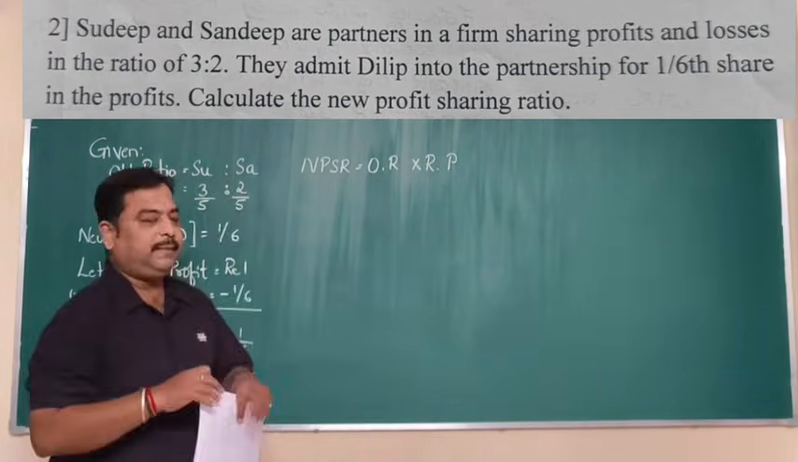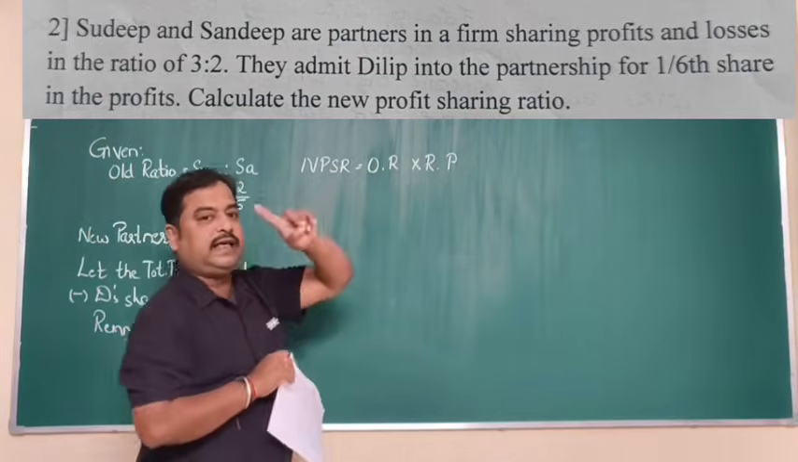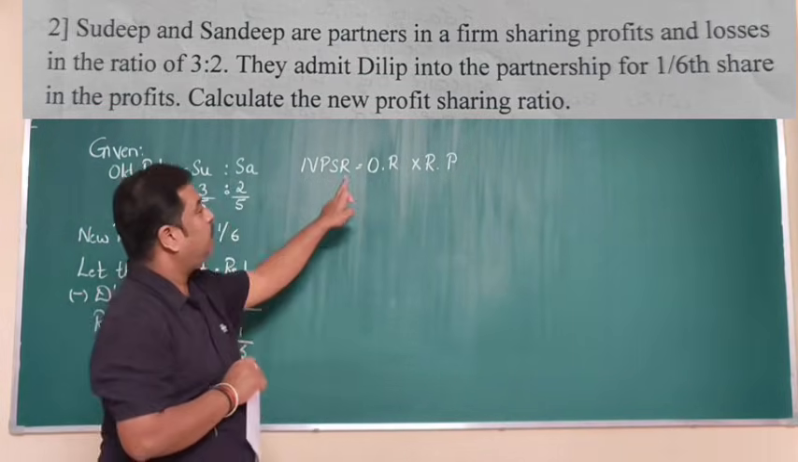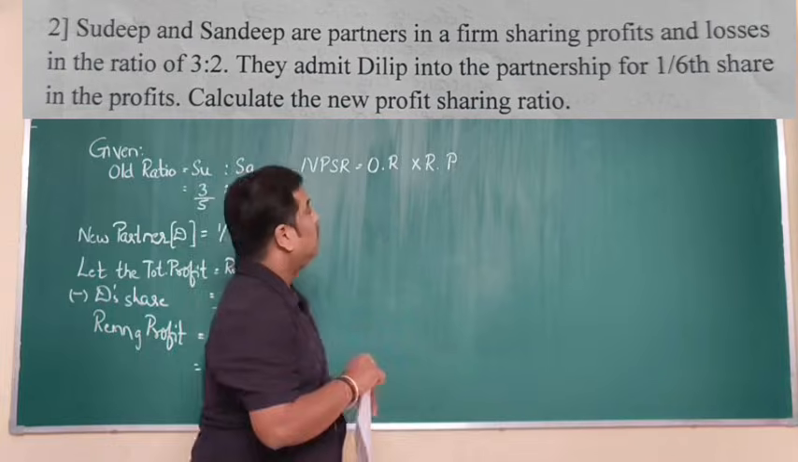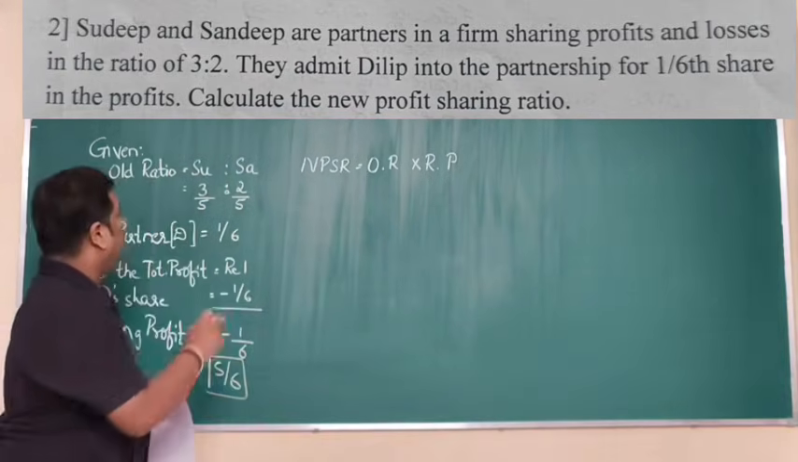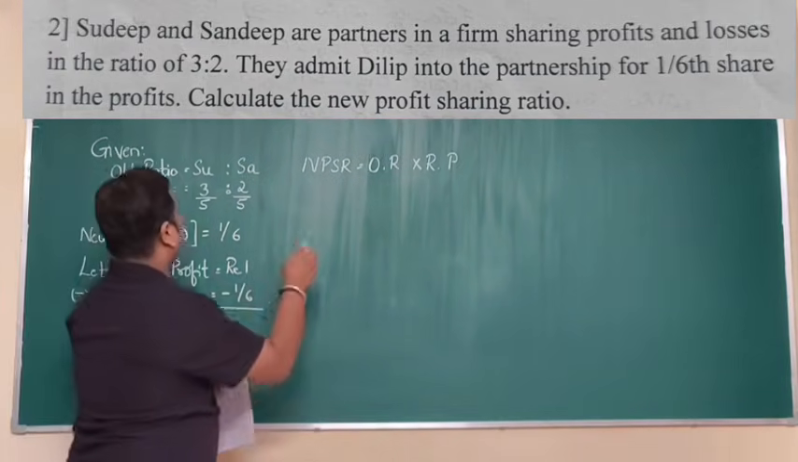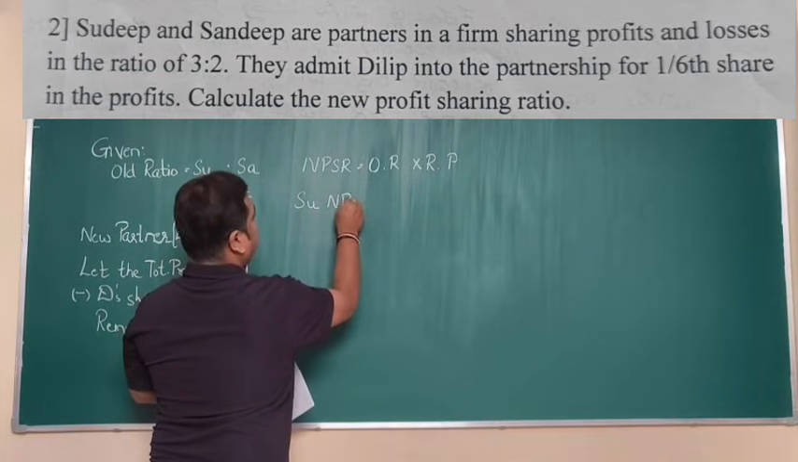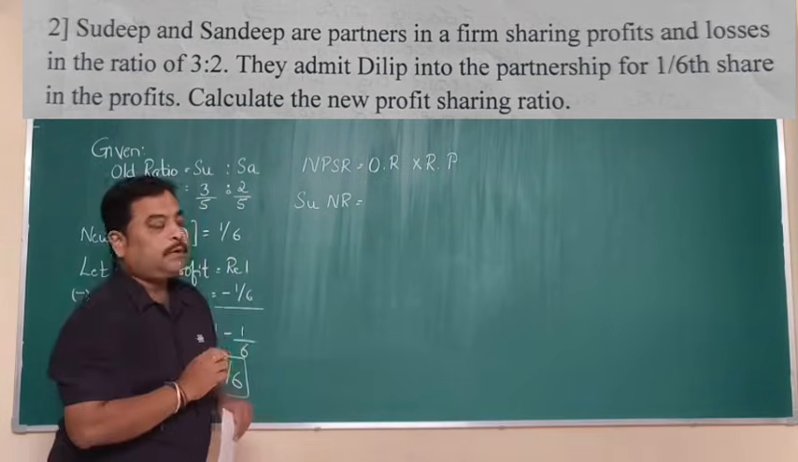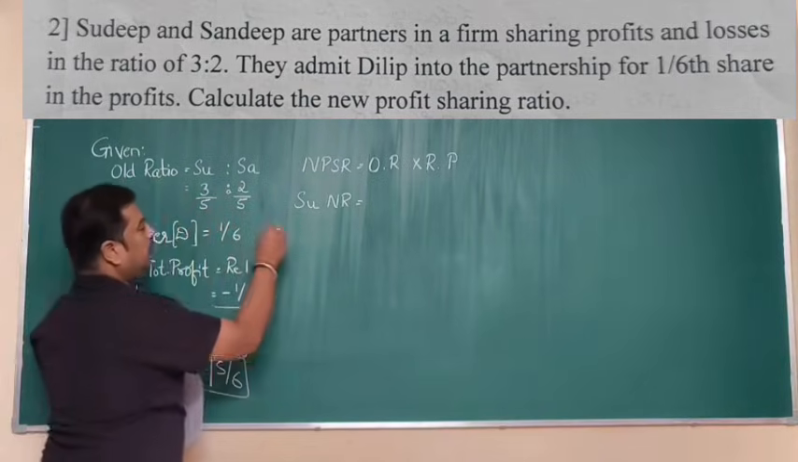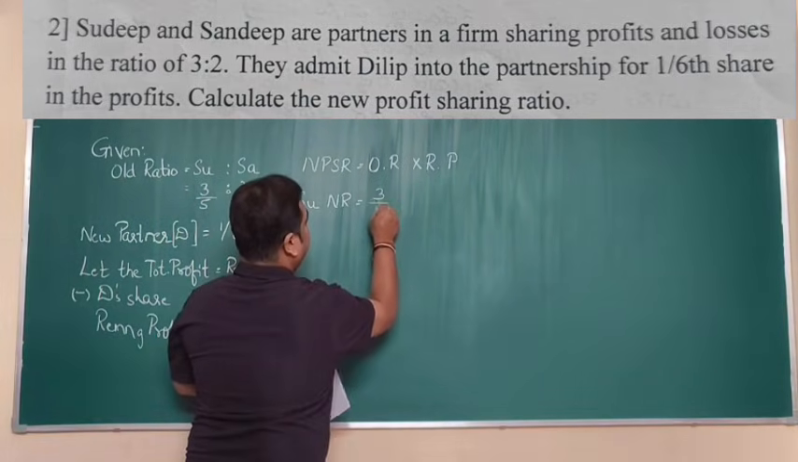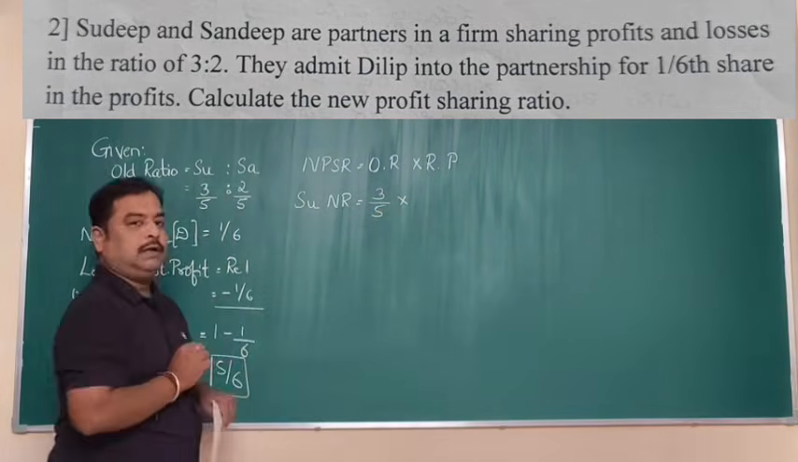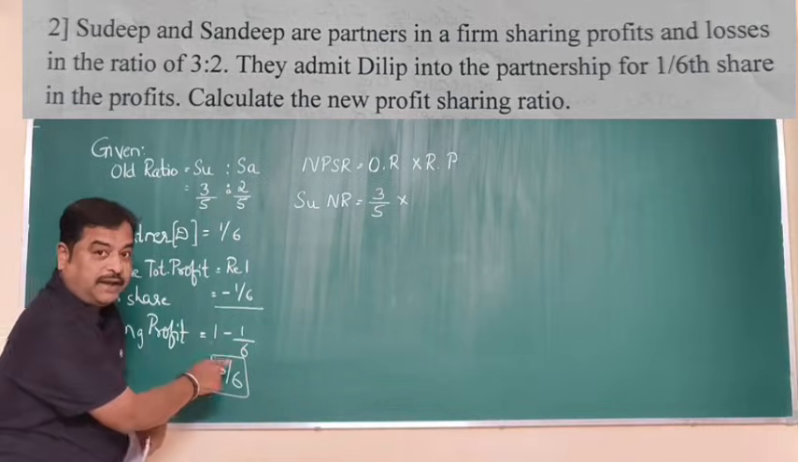Just to save the time, I am writing in short here, but in the examination, students, please remember you have to write the full spelling of this. So NPSR is equal to what? Old ratio into remaining profit. First, Sudeep's NPSR, new ratio, is equal to, what is Sudeep's old ratio? 3/5. Okay, into, what is the remaining profit? 5/6.